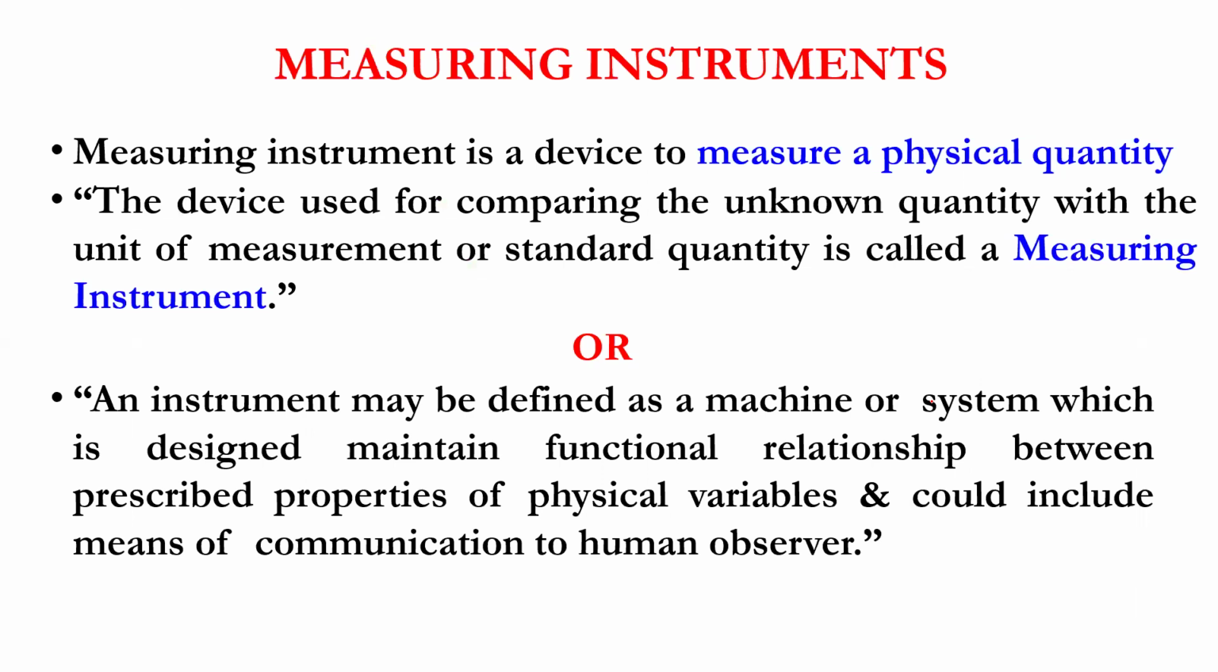And what is a measuring instrument basically? It's just a device to measure a physical quantity. It is used for comparing the unknown quantity with the unit of measurement or standard quantity. That is called a measuring instrument.